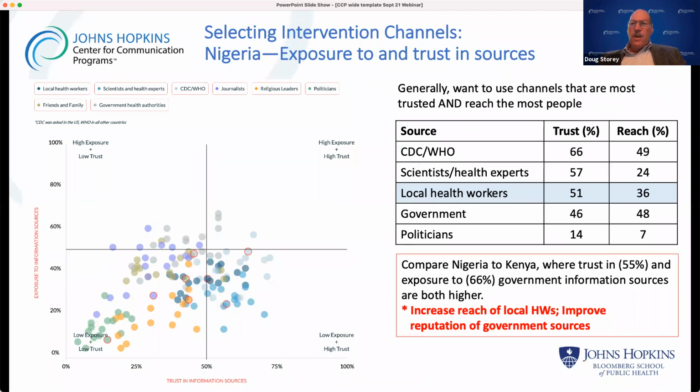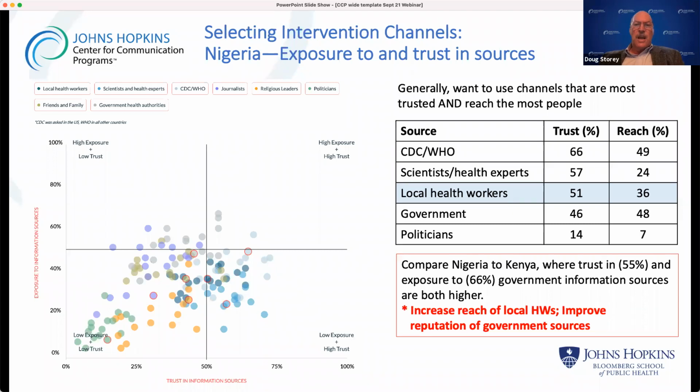A second application of these visualizations of the dashboard may be to guide thinking about intervention channels or the sources that we might want to deploy in reaching people with information. In this case, I'm looking at Nigeria to start with, and we're looking at the bubble graph that shows the levels of exposure to and trust in various sources of information. Again, on this figure, the different colored circles represent different sources of information, and the circles that are highlighted, outlined in red, are those for Nigeria.